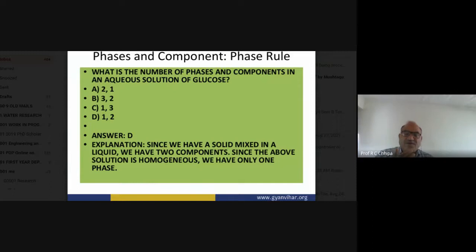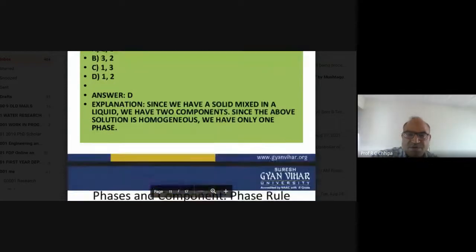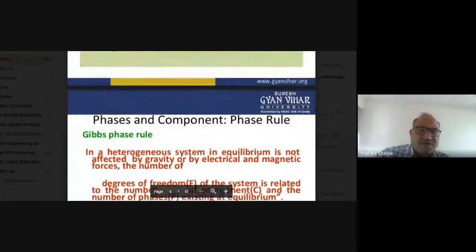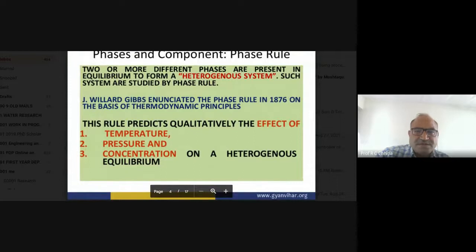In our life we have various equilibria, and so this is also called the Gibbs phase rule. We have already discussed the Gibbs phase rule. J. Willard Gibbs initiated the phase rule in 1876 on the basis of thermodynamic principles. So the thermodynamic aspects can be correlated with the thermodynamic principles given.